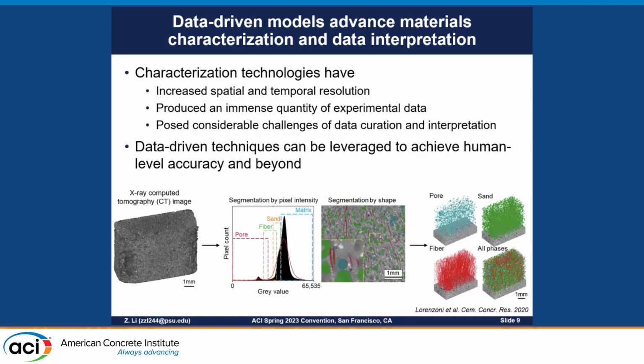Secondly, data-driven models can also advance materials characterization and data interpretation. Current characterization techniques with increased spatial and temporal resolutions have produced a large amount of experimental data that poses a lot of challenges in terms of data curation and data interpretation. So with the use of data-driven models, we can automate this process of curation and interpretation by achieving human-level accuracy and beyond. Take the example of X-ray CT images. We can utilize deep learning to automate the segmentation process of the phases like pores, fiber, sand, and cement matrix. And as such, we can facilitate the quantification of the phases or microstructure in terms of the content, size, and orientations, which helps us to better reconstruct the microstructure for numerical analysis.